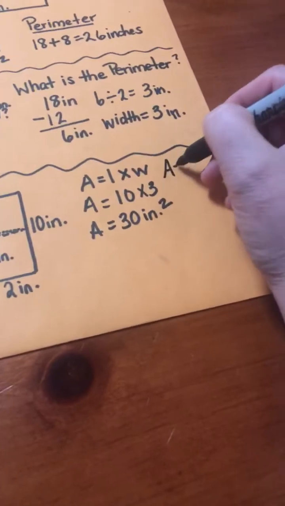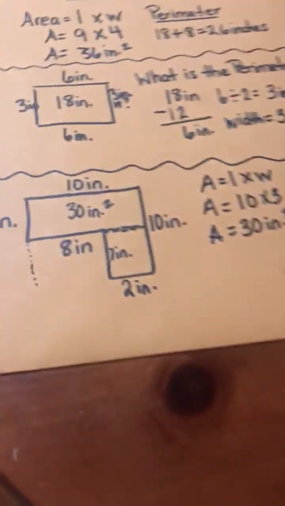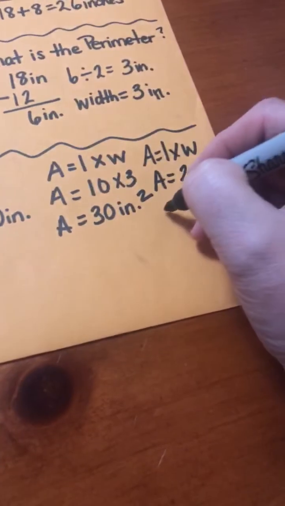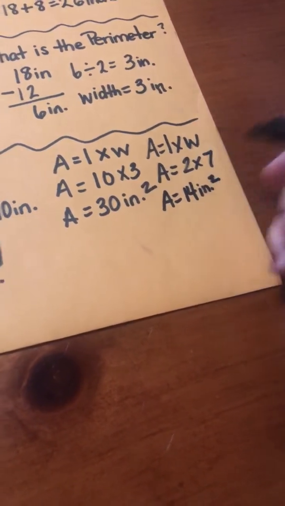So then we would just do area equals length times width again. Area equals 2 times 7. And area equals 14 inches squared.